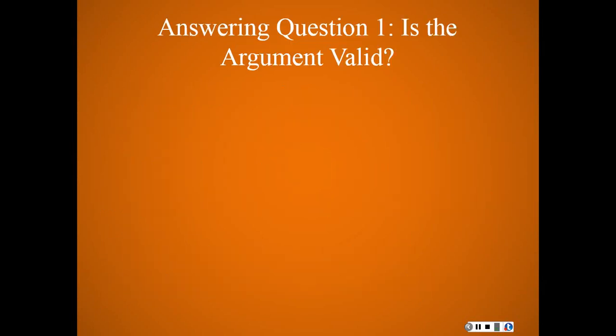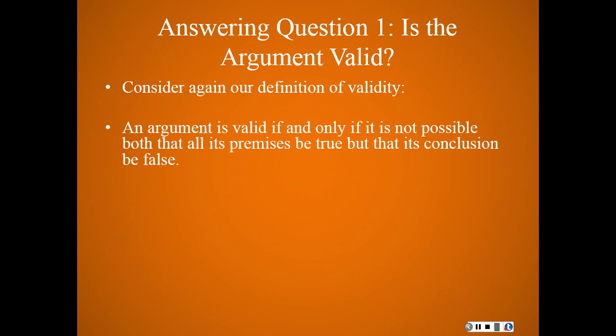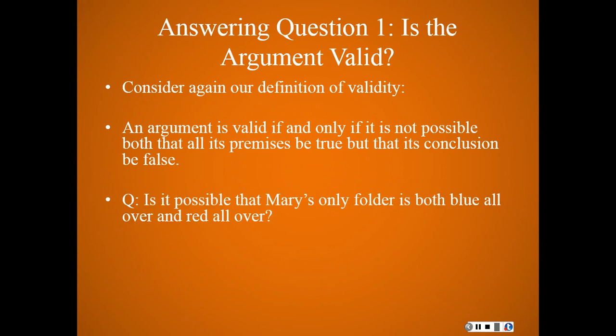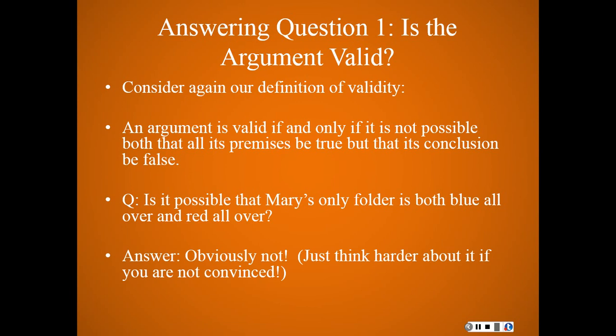Okay, so let's start by considering the first question. Is this argument valid? Well, consider again our definition of validity. An argument is valid if and only if it is not possible both that all its premises be true, but that its conclusion be false. So here's a question. Is it possible that Mary's only folder is both blue all over and red all over? Well, the answer, I think, is obviously not. And if you don't see this, just think a little harder about it.